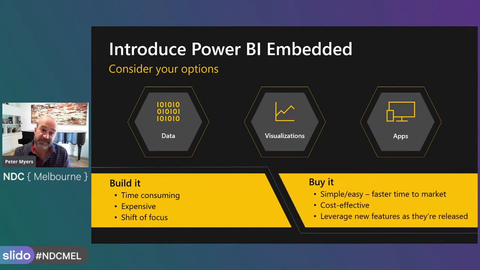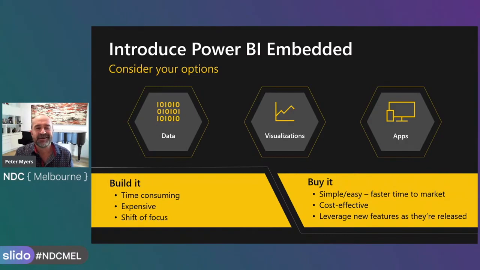So the other option is, just buy it. So if an existing service exists, then embed it. And this approach is simple and easy and faster time to market, cost effective. And of course, as a product like Power BI evolves, which it does very rapidly, it's in its 6th year, but still we're seeing month by month incremental new features taking the product to even higher levels. So you can leverage those new features in your app as and when they're released.